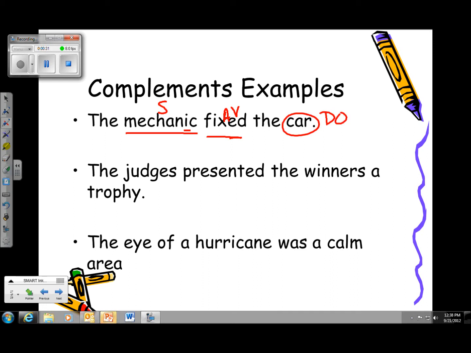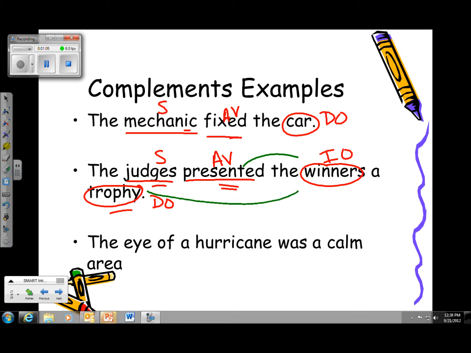For the second example, do the same thing. Judges is your subject. Presented is your action verb. The judges presented who or what? They presented the trophy. Now, you have to ask yourself the indirect object question. The judges presented a trophy to whom? They presented it to the winners. Winners, then, is your indirect object. Now notice that your indirect object is always in between your direct object and your action verb. Indirect objects are always in the middle.